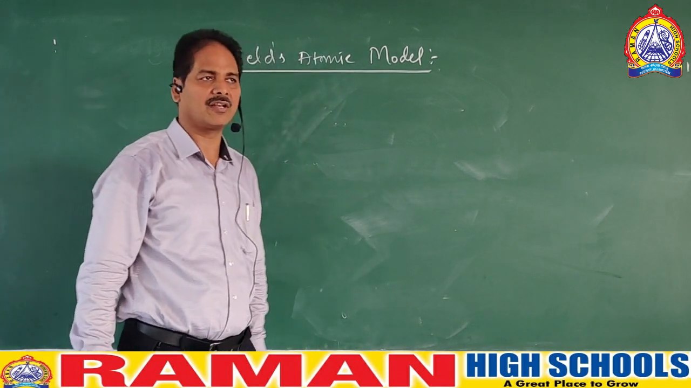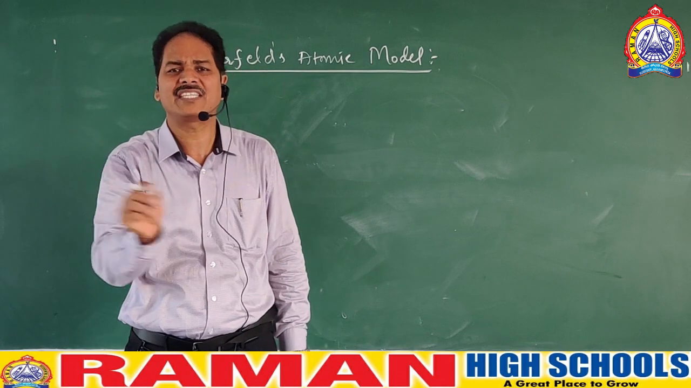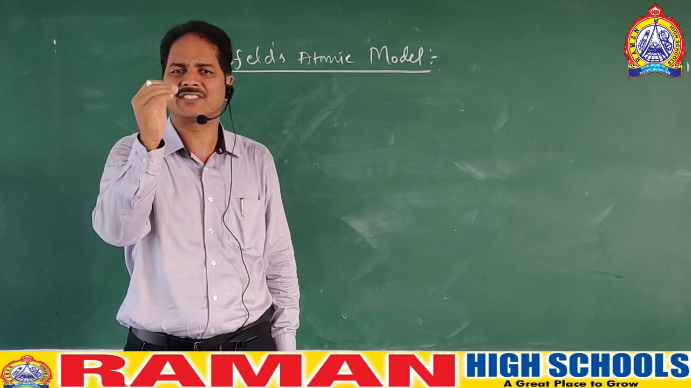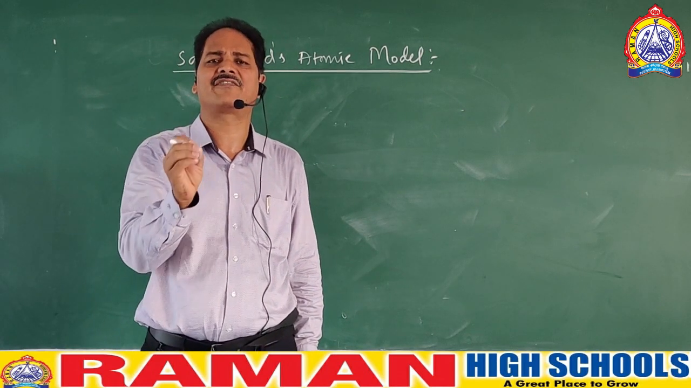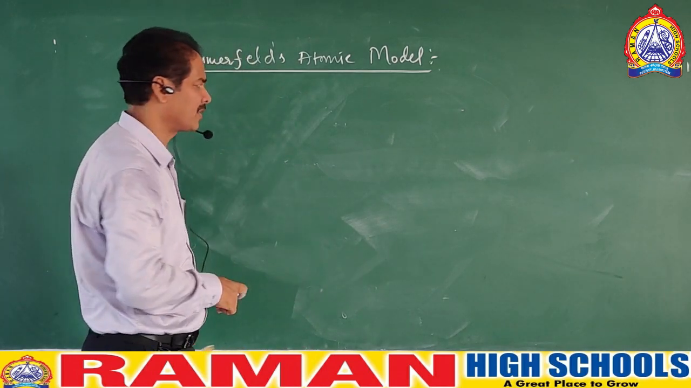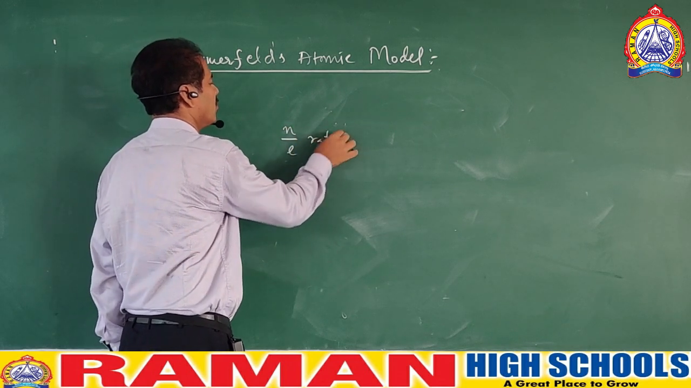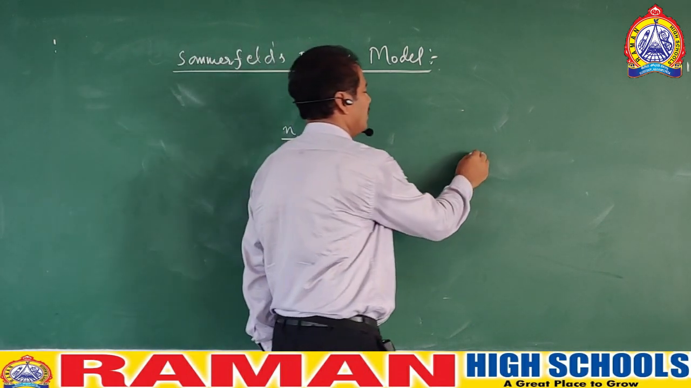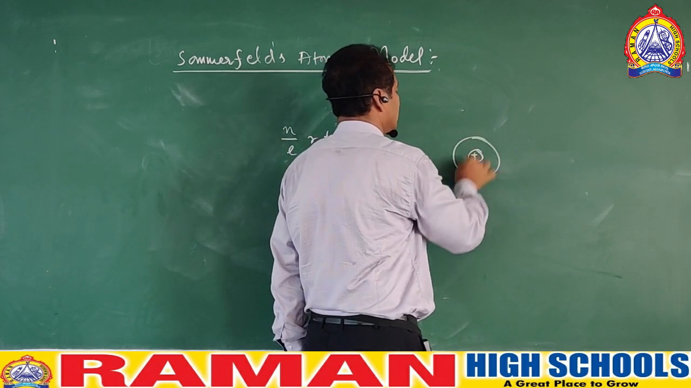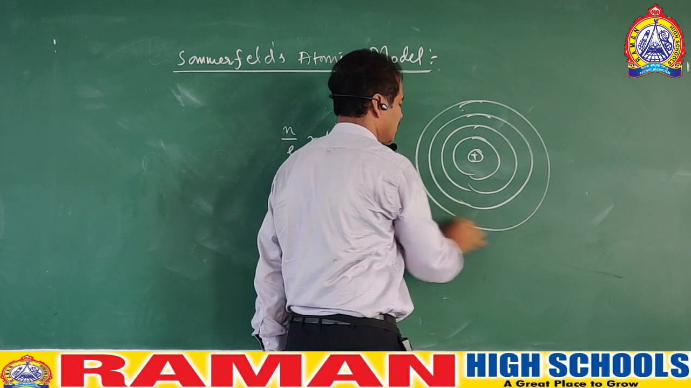Sommerfeld's atomic model especially focuses on suborbits. That means within the orbit there will be various divisions. Those divisions he identified as suborbits. For that he has given a simple calculation, that is the N by L ratio. So for example, this is the first orbit, second orbit, third orbit and fourth orbit.